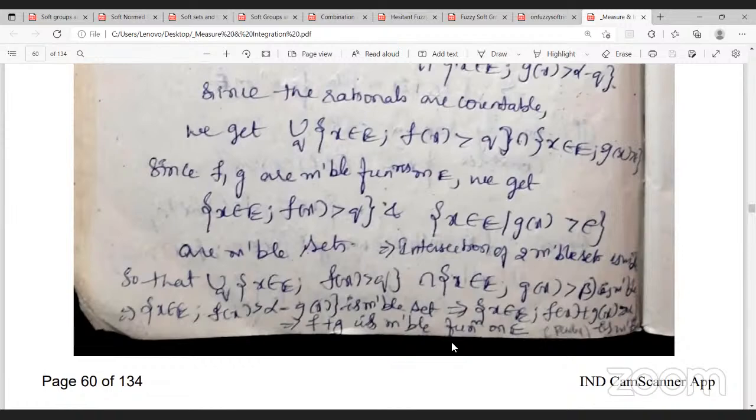And observe that for any value alpha belongs to R, there are three cases: negative, positive or 0. Observe that the two sets, x belongs to E such that f of x greater than root alpha and x belongs to E such that f of x less than minus root alpha, are measurable sets.